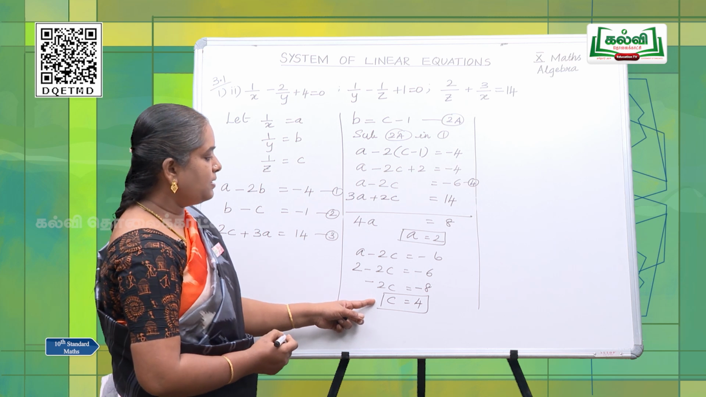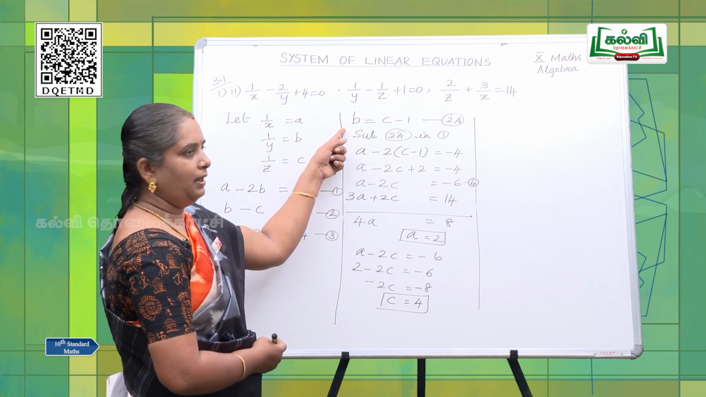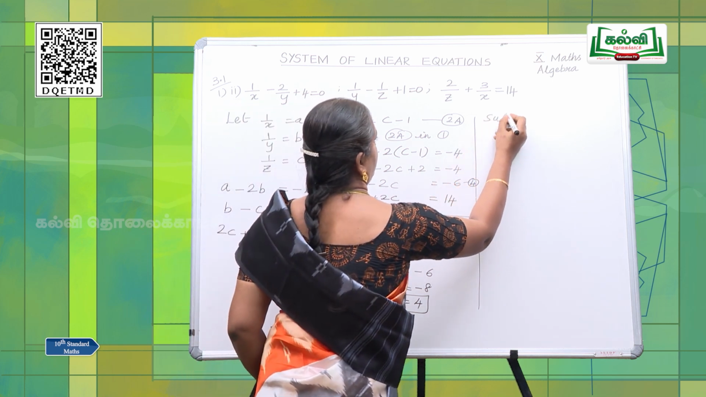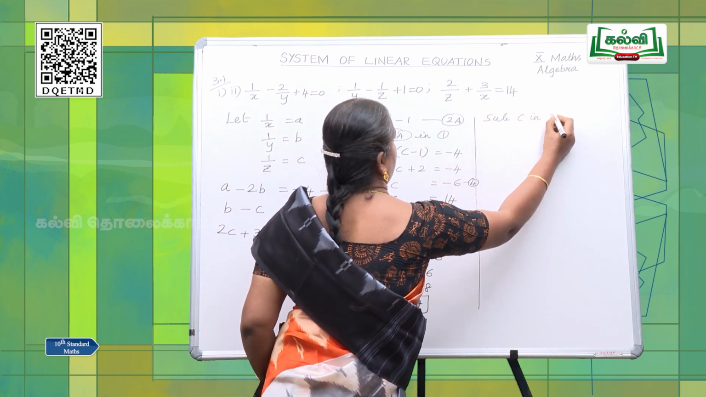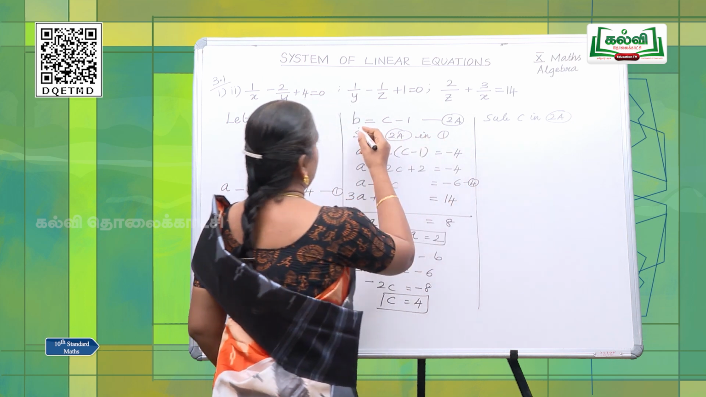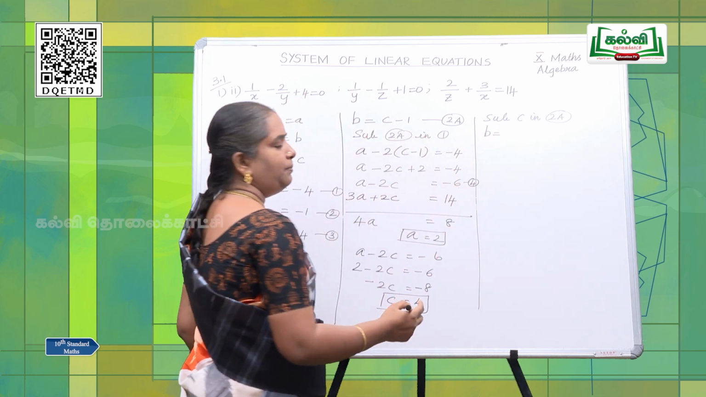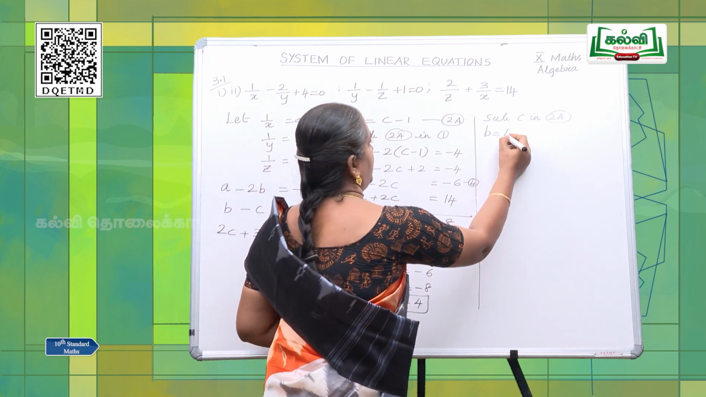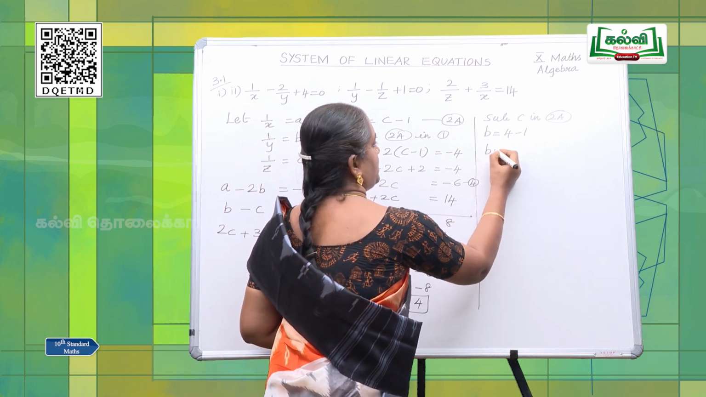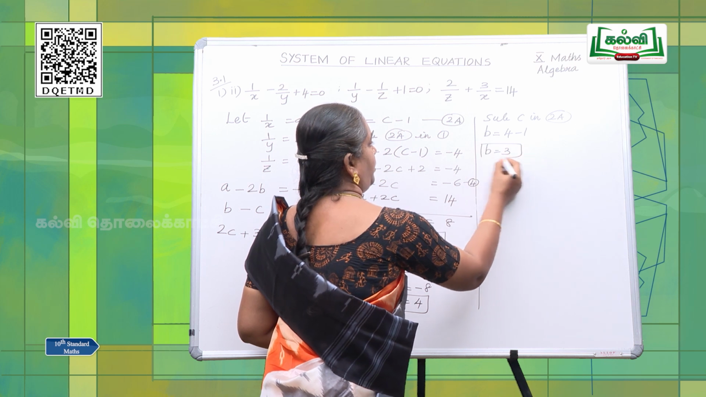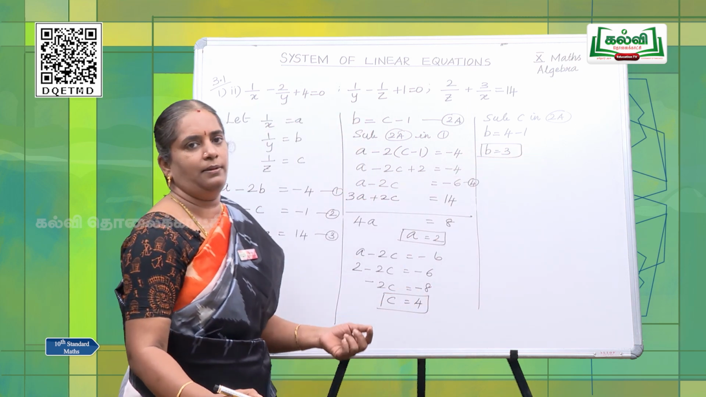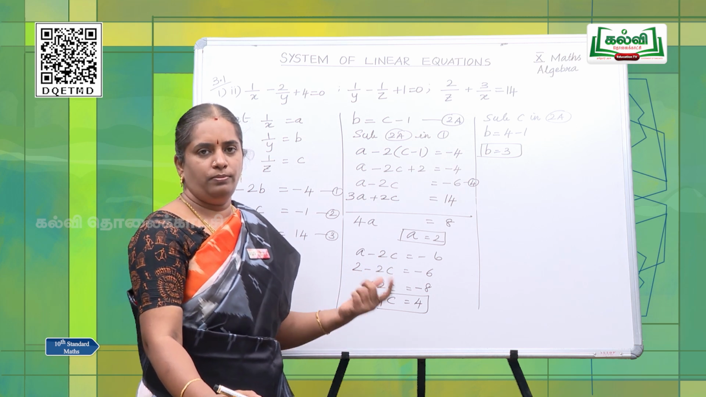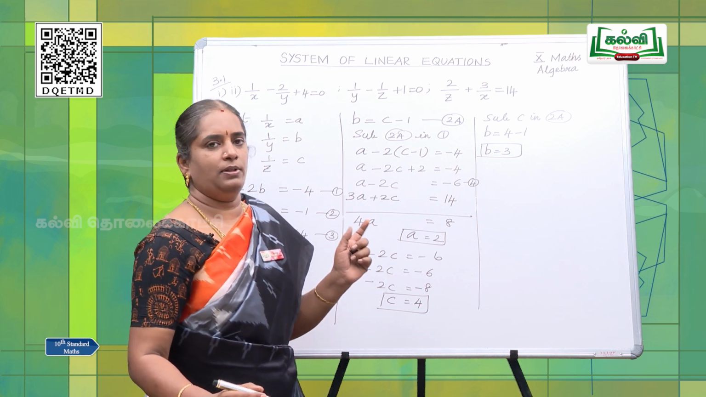Now, we can use this value in 2A to get the value of b. So, substitute c in 2A. So, b is equal to c minus 1, which is the simplest equation. So, 4 minus 1, which is b is equal to 3. So, we have found the values of a, b and c, but we need the values of x, y and z. They are their reciprocals respectively.